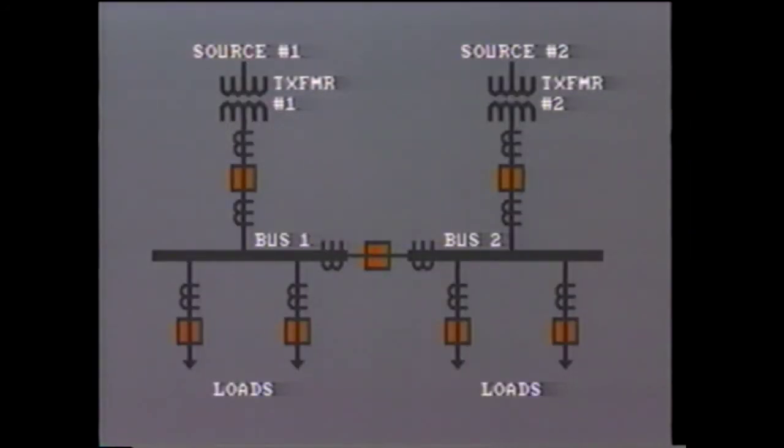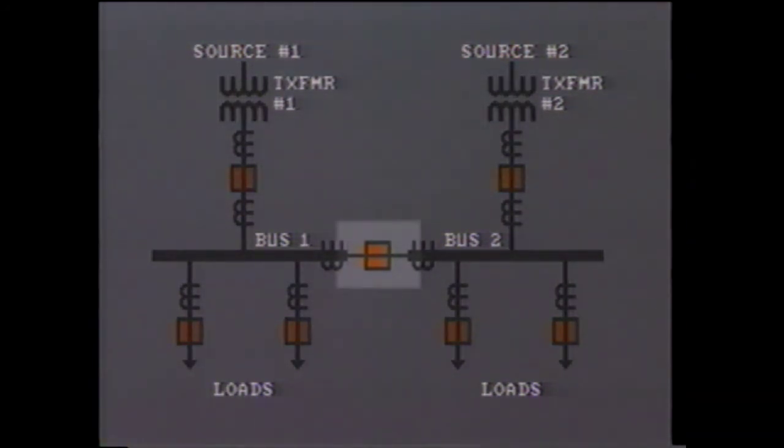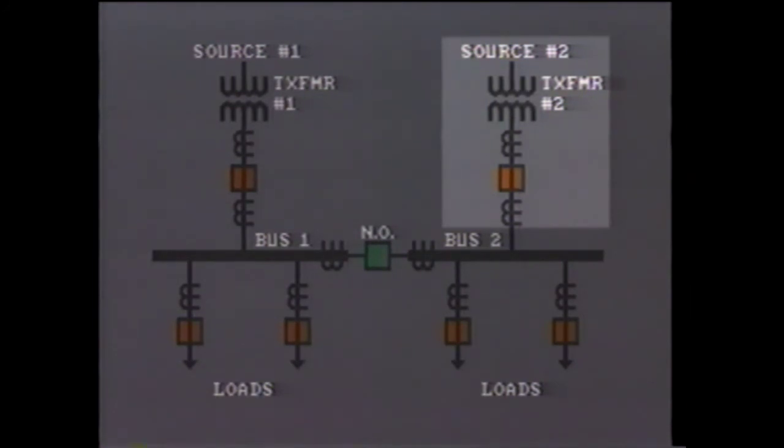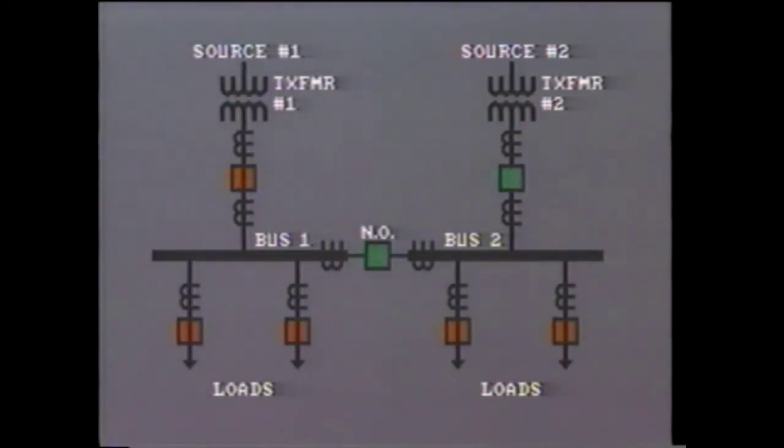Slightly more complicated protection is required where two transformers provide parallel feeds to a common bus. Usually the bus is split by a circuit breaker like this. If this is normally open, each transformer will feed its own section of the bus. No additional protection is required.